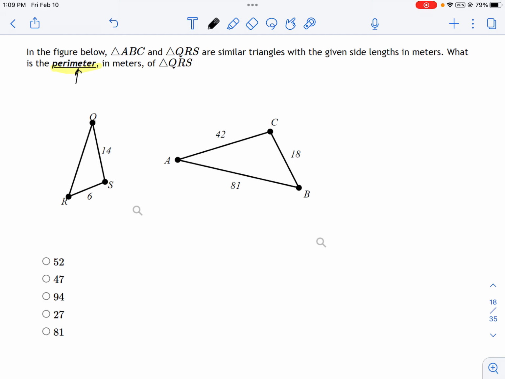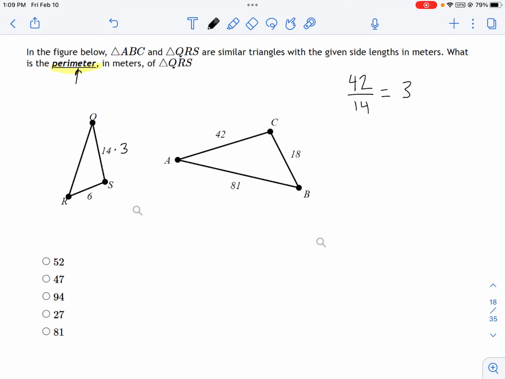Alrighty, so for this one, gotta know similar triangles, right? What does it mean to have similar triangles? Once we know that, we'll be able to find the remaining information that we need. Similar triangles mean that they're proportional. So if we were to take 42 and divide it by 14, we end up with the number 3. That means that if you multiply 14 times 3, we'll get 42.